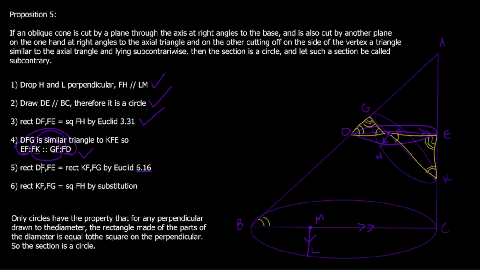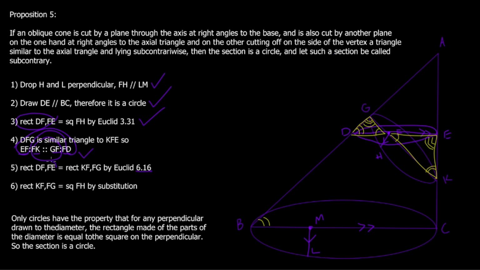So the rectangle DF FE is equal to the rectangle KF GF. So let's look on the diagram. We've got DF FE, and we've got KF FG. Well, we noticed that one of these sets of lines were the parts of the diameter that we had blocked off earlier when we were talking about the circle and the square on the perpendicular being equal to the rectangle on the diameter. So we had already talked earlier about this rectangle DF FE.